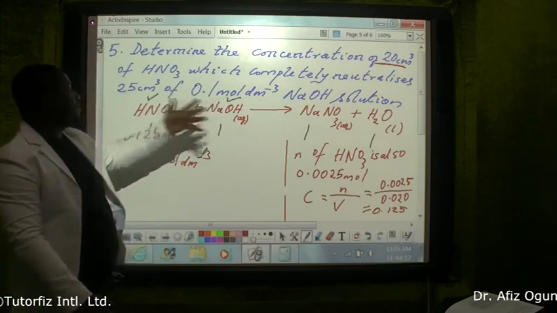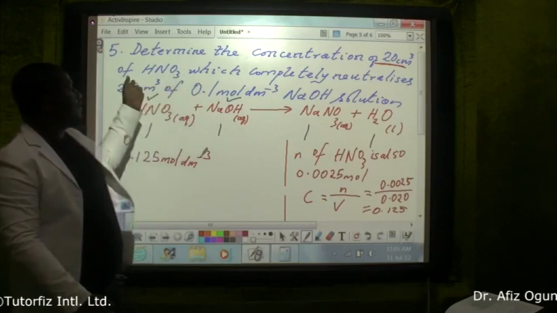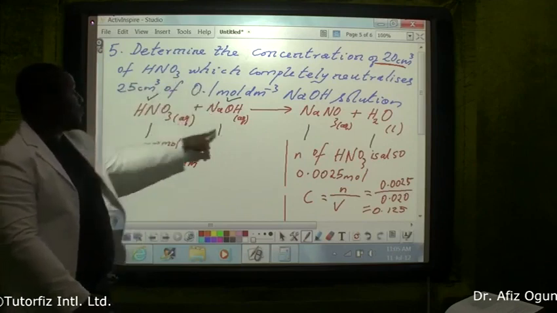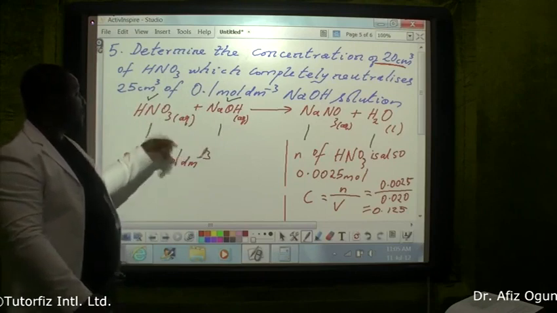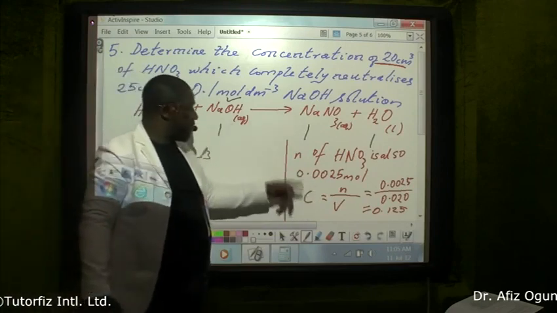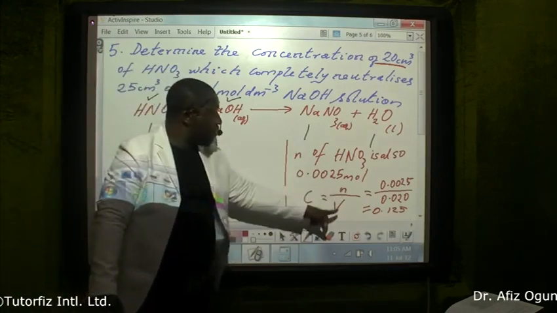You know the mole of this with the volume and the concentration. Then that mole is the same here because it's 1 to 1. If it was 2, you multiply by 2. If it was half, you divide by half. If it was 3, multiply by 3. But this time, 1 to 1. So that same mole, you use it here. Concentration equals number of mole divided by volume.